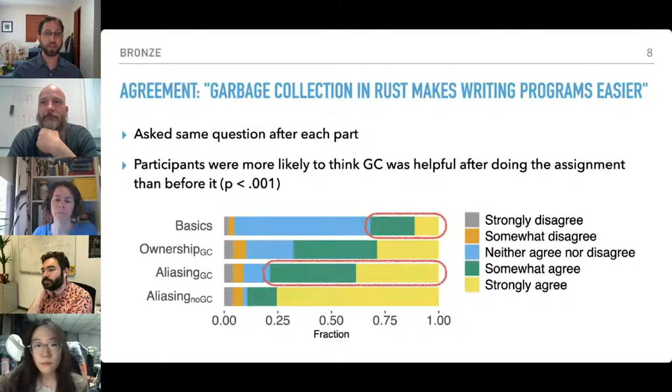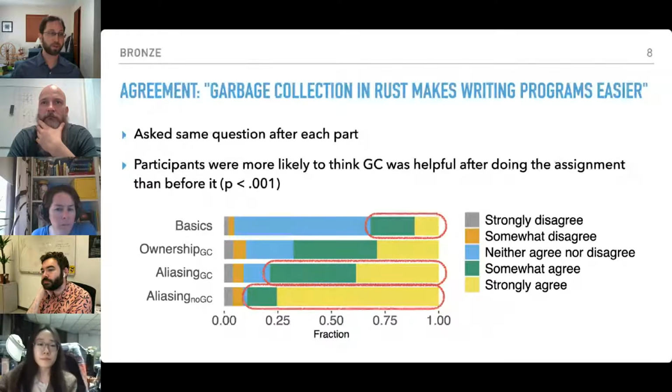And then after doing the challenging aliasing task, more than 3/4 of people felt it was helpful. But what really convinced them, look at the difference in the yellow bars, is when we took the garbage collector away and they really wanted it back. When they had to redo the task without garbage collection, then they were really convinced.